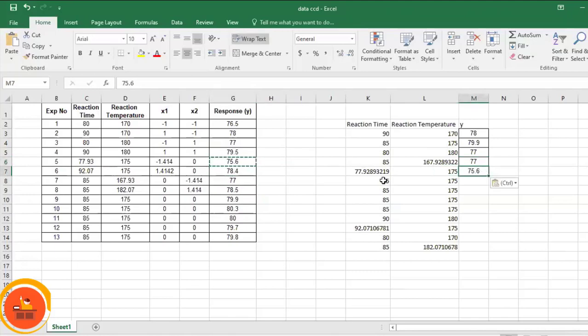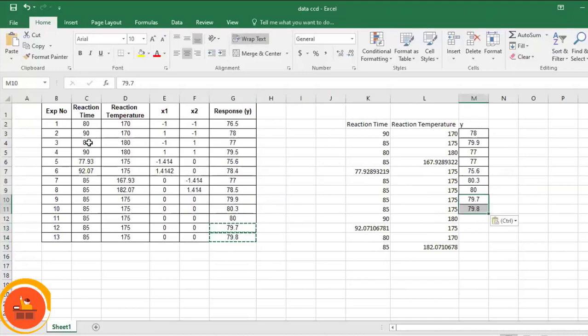75.6. Next, 85, 175. Already the first value I have considered. I am taking the second one. Next, 85, 175. Next, the third one. Next, 85, 175. Next, I will take the fourth one. I think the next two things I can take parallelly, because the next one is also 85 and 175.